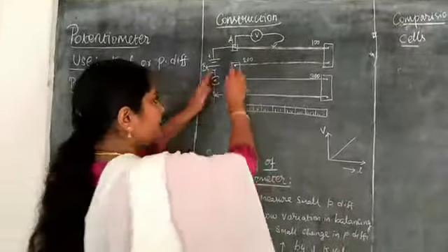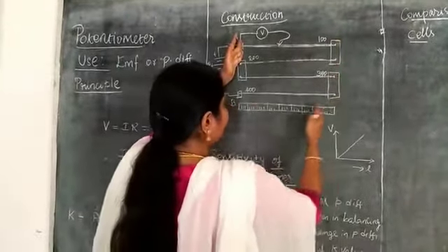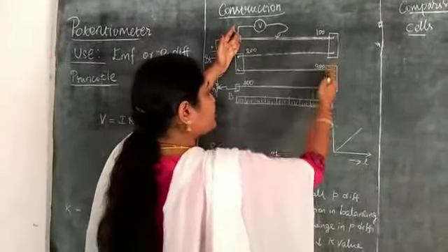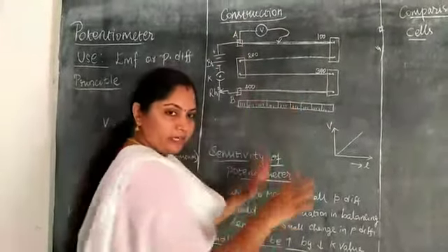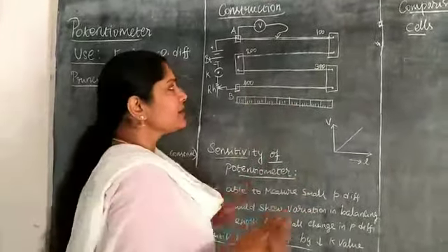So see here, this is the potentiometer. This is the potentiometer. The 4 meter wire alone is shown in the diagram. So for a 10 meter wire, it is the same construction only.